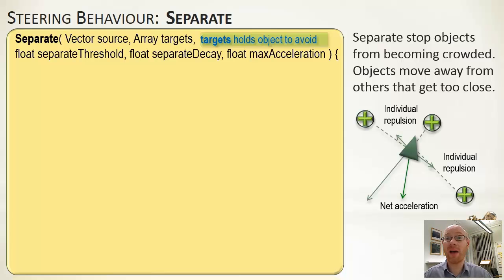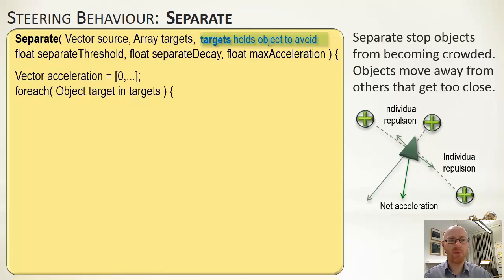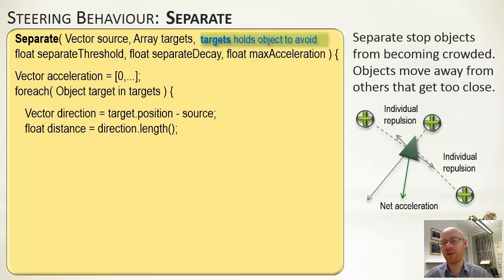And similar to other ones, we have a maximum acceleration. Well, how fast can we try to get away from something? So we've got our output acceleration. This is our net acceleration, which we'll build up as we go through. We're going through each of the objects that we have in our array of targets. We're working out a directional vector from the source, where I am, to where I want to get to. So this is the particular target, this is what the separation is, and I'm working out that particular distance. Now if the distance is less than the separation threshold, that means that something sufficiently close to the object's not comfortable, it wants to move away.